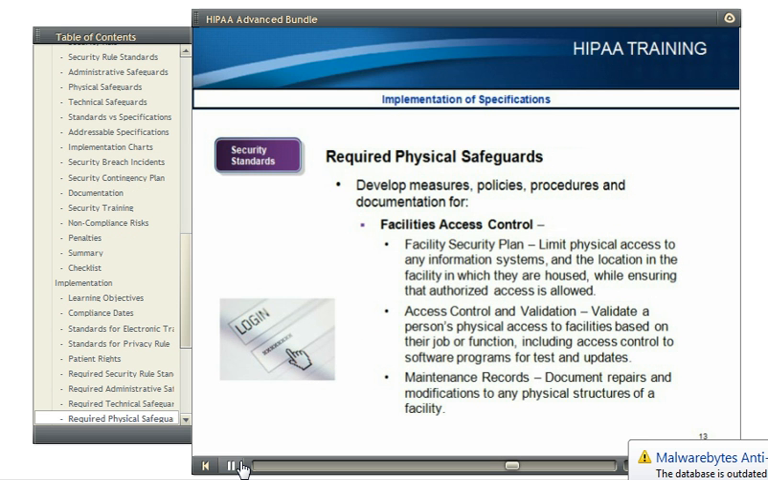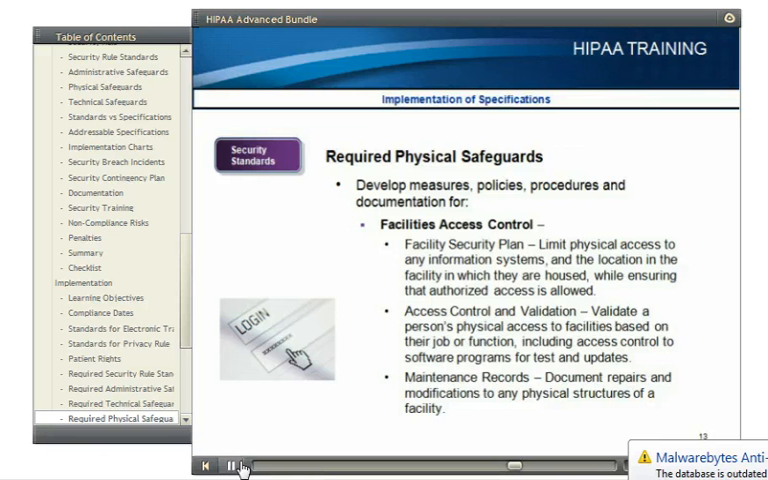Required physical safeguards. Develop measures, policies, procedures, and documentation for facilities access control. Facility security plan. Limit physical access to any information systems and the location in the facility in which they are housed, while ensuring that authorized access is allowed. Access control and validation. Validate a person's physical access to facilities based on their job or function, including access control to software programs for tests and updates.